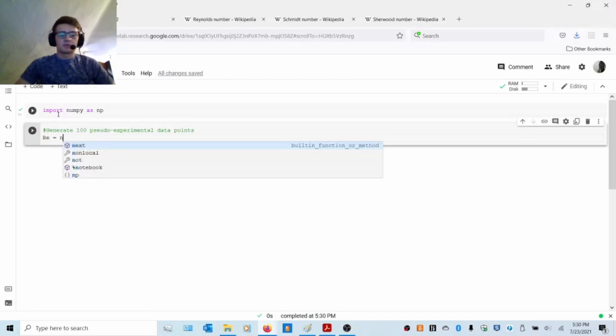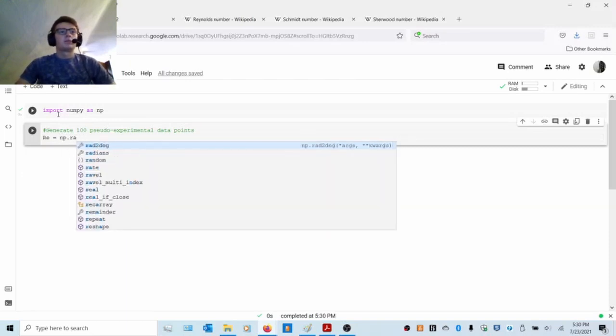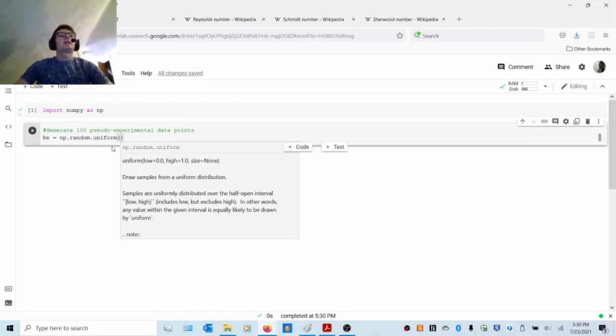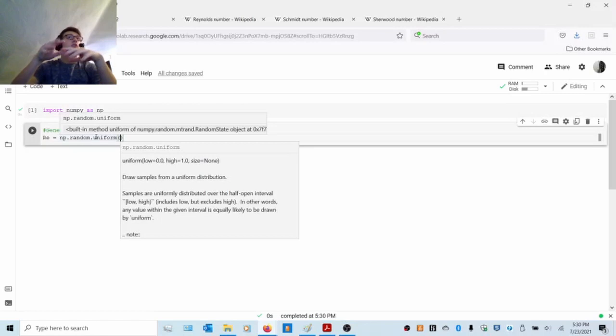So we'll say the Reynolds numbers equals numpy dot random dot, shoot, I can't write today, uniform. What this random uniform does is, based on some parameters we give it, generate a bunch of random values uniformly. So instead of having, say, a normal distribution, they're going to be uniformly distributed.